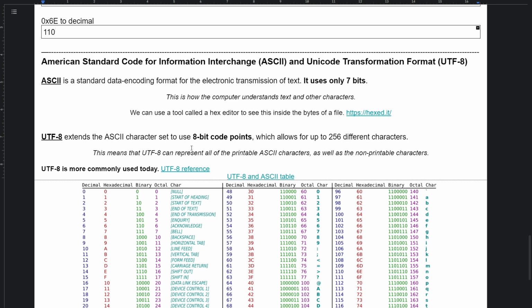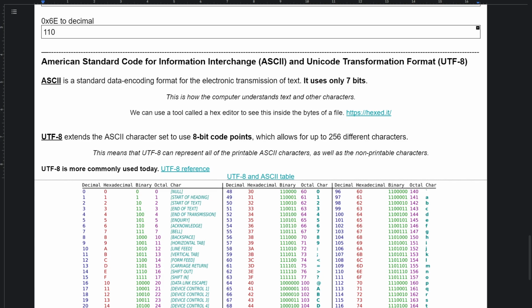So ASCII is the standard data encoding format for electronic transmission of text. That's a mouthful, and it uses only 7 bits. So it doesn't use all 8 bits. It uses 7. Now, this was how we were able to translate from the binary, from what the computer understands, to text that we can transmit. So the computers have to share binary, but we need to look at text and read it, right? Because we don't read binary that easily.